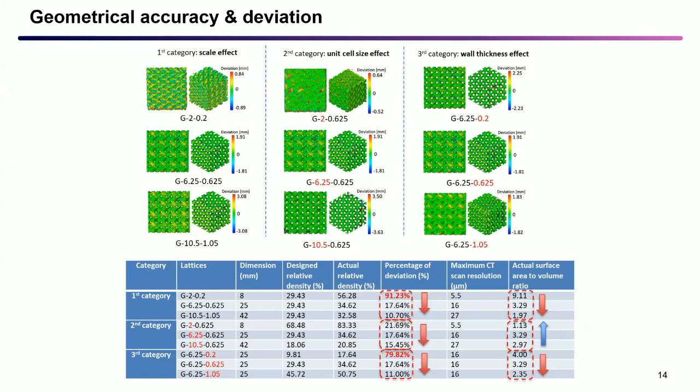And also, if we calculate the actual surface area to volume ratio, we can see that for the first category and the third category, they are all decreasing, but the second category is slightly increasing, which is the opposite trend as the percentage of the deviation. So which means for the second category, for the unit cell effect, there are other dominant factors which are influencing the trend.